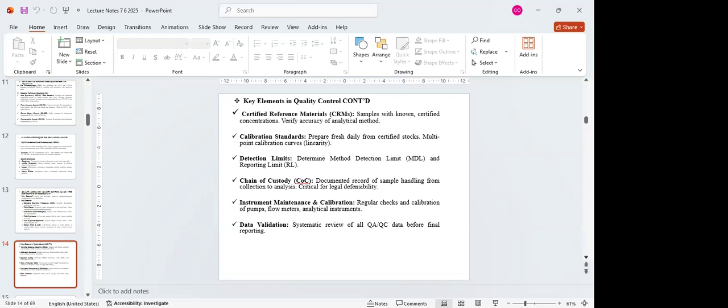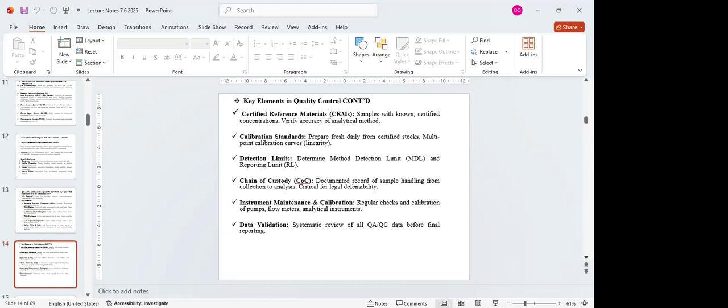Other things we need to do is the certified reference materials. These are samples with known certified concentrations. They are used to verify accuracy of analytical method. That is why you need them. It's not like you have a standard, you have a sample. Okay, the reference material is saying the value is 5. When you bring in your own and it's getting to 5, you know that you are close to the correct thing. So they are used to verify accuracy of analytical method.